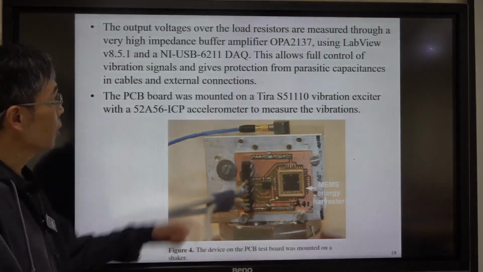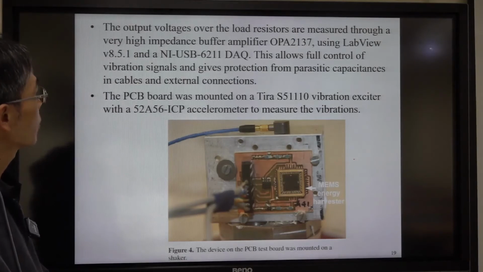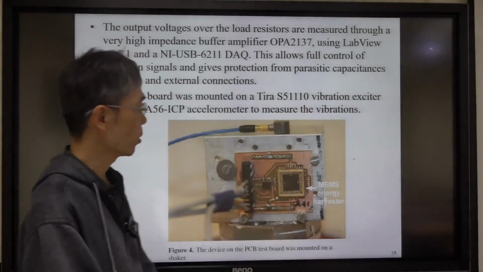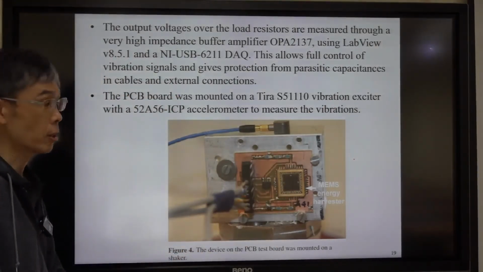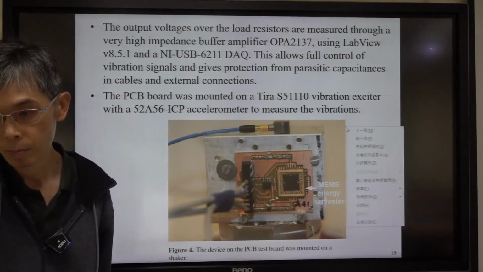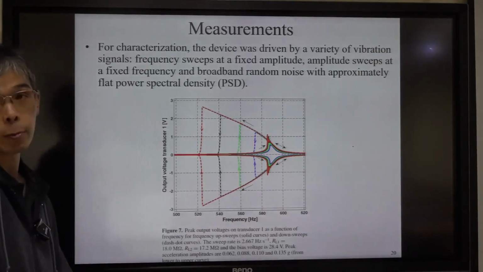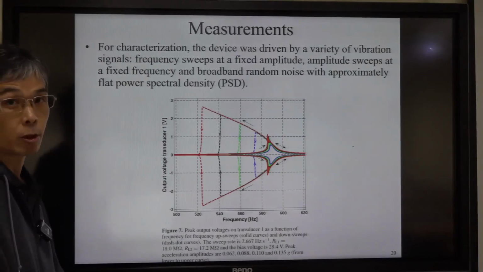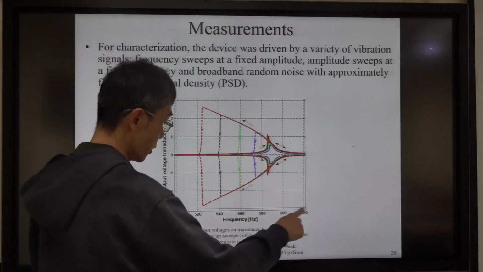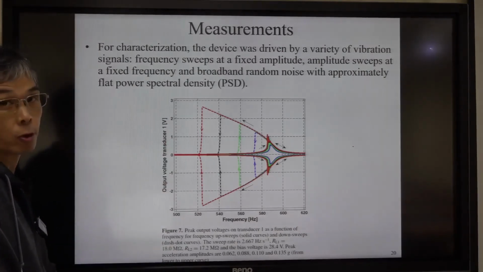So we have the DAQ board to measure the output, and we have a vibration exciter, a shaker, to provide the mechanical energy. Then here is the frequency response of this electrostatic energy conversion device. The X coordinate represents the frequency. The Y coordinate represents the output voltage.